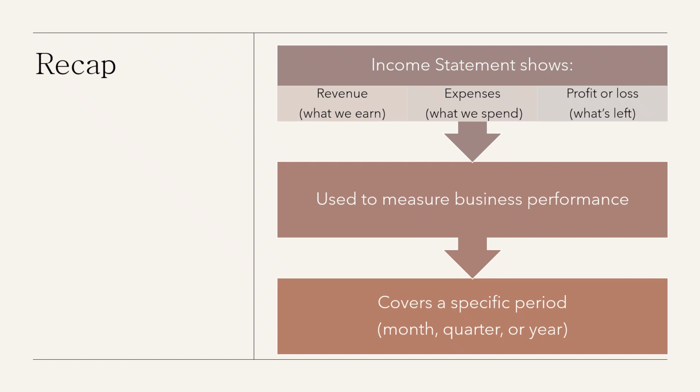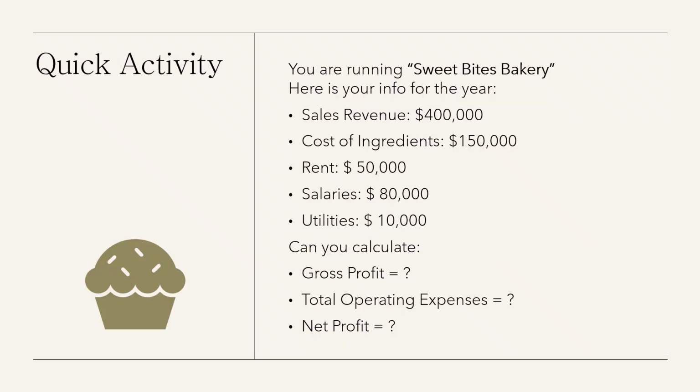So now let's see if you have understood it well. Now you can test what you have learned, and don't worry, it's quite easy and fun. Imagine you run a bakery and you earned $400,000 and you spent $150,000 on ingredients. So what is going to be your gross profit, what would be operating expenses, and what will be the net profit? So solve it and drop your answer in the comment section, and I will pin the right answer.